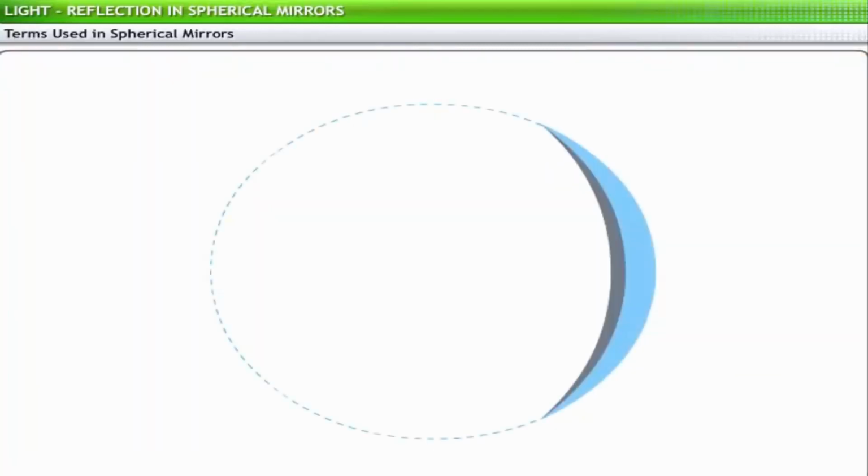You need to be familiar with the terminology used in calculations involving spherical mirrors before you get into more detail. Let's start with the center of curvature. Center of curvature, C, is the center of the sphere of which the mirror is a part. Radius of curvature, R, is the radius of the sphere of which the mirror is a part. Pole, P, is the geometric center of the spherical mirror. Aperture is the surface of the mirror used for reflection.